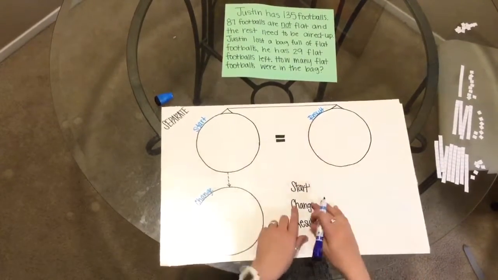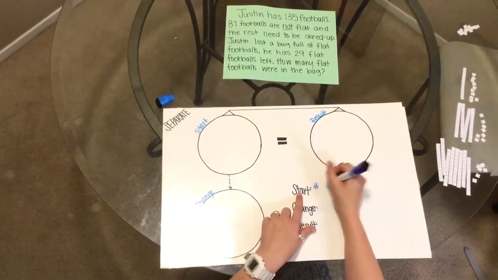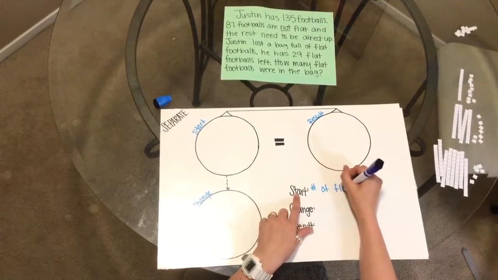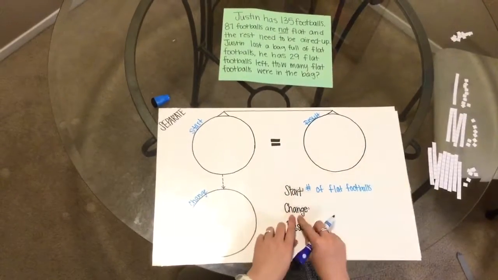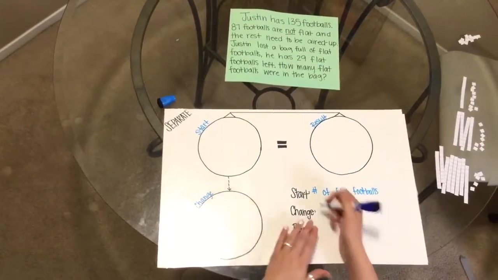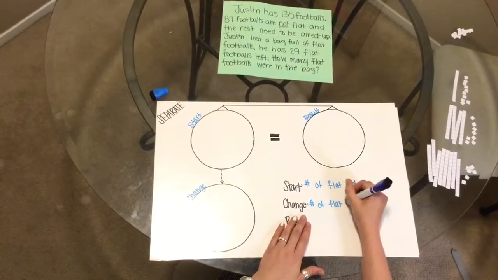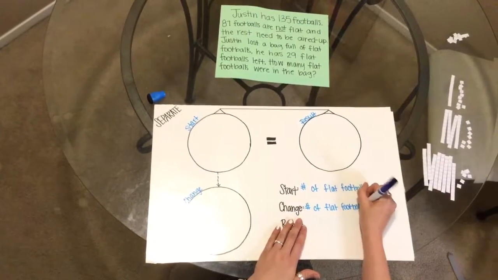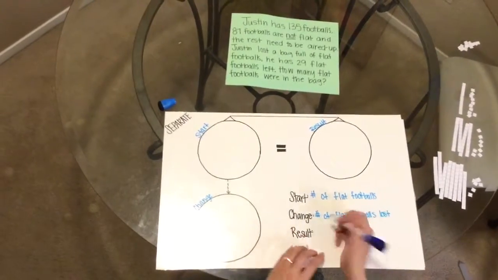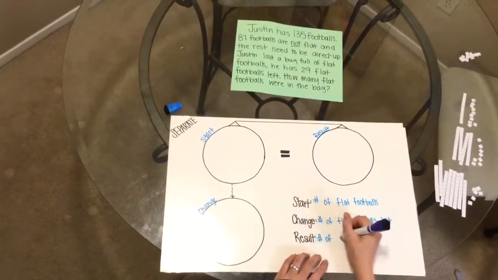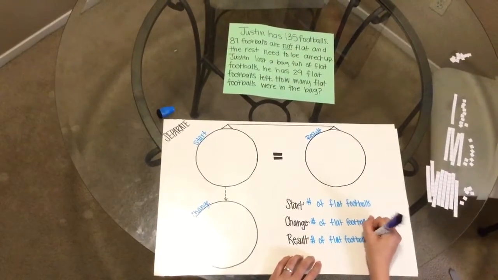So now let's go ahead and label our start, change, and result. So our start is the number of flat footballs. Our change is the footballs that Justin lost, so the number of flat footballs lost. And then our result is the number of flat footballs that were left, so the number of flat footballs left.